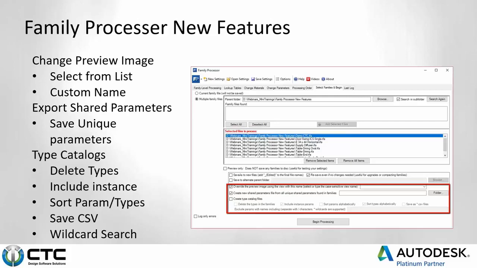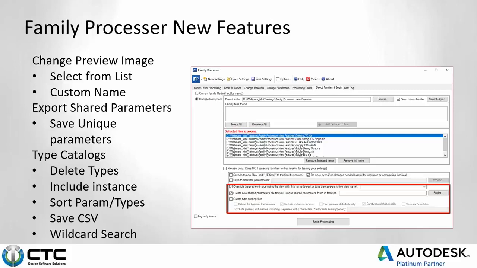We also added the ability to export the shared parameters that are found in the families. This will save out the unique parameters so that you can run this on manufacturer's content to then save out those shared parameters, just in case you do need them to either add to your other families or get a list of what parameters you need to replace. So having that ability to export that out is very handy.